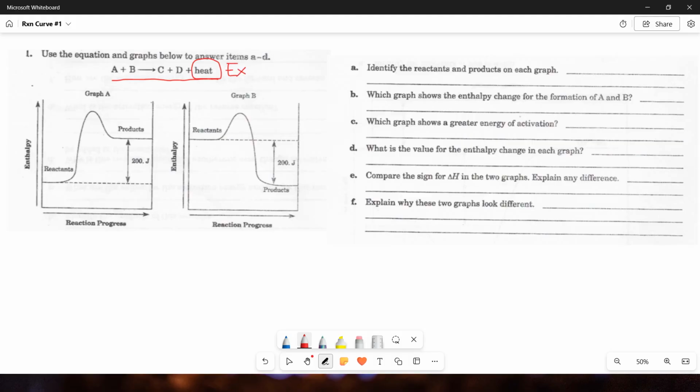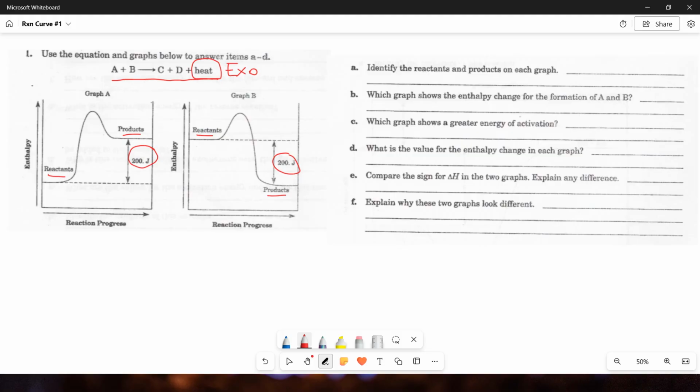an exothermic reaction. Okay, and they give us two graphs, graph A, where we can see the reactants and products, and graph B, reactants to products. We can see that there's an energy quantity listed, and we have some questions to answer. So question A says, identify the reactants and products on each graph.